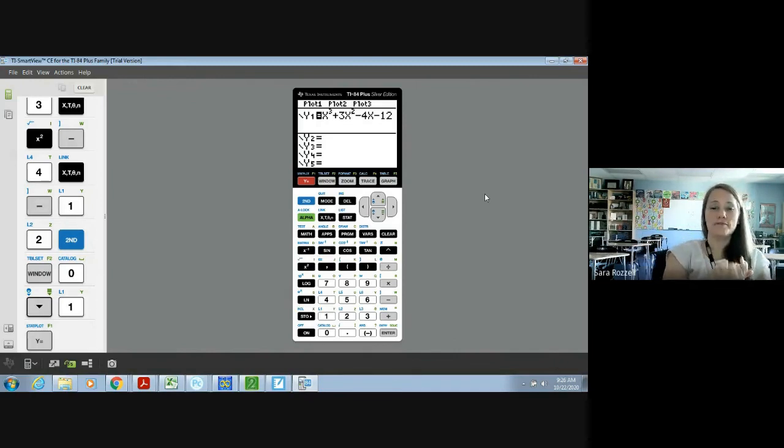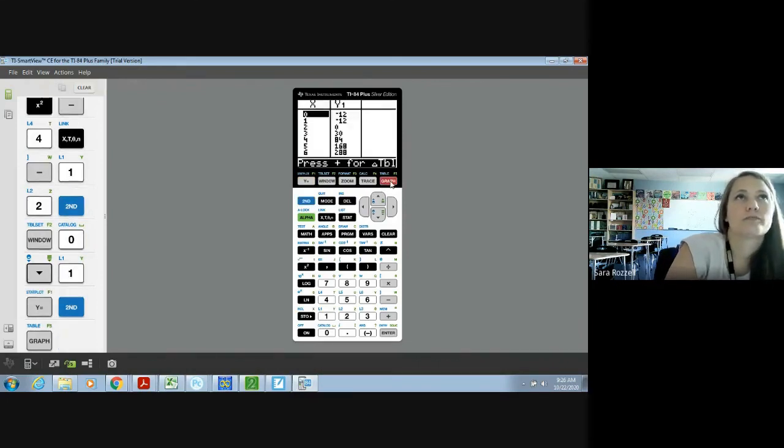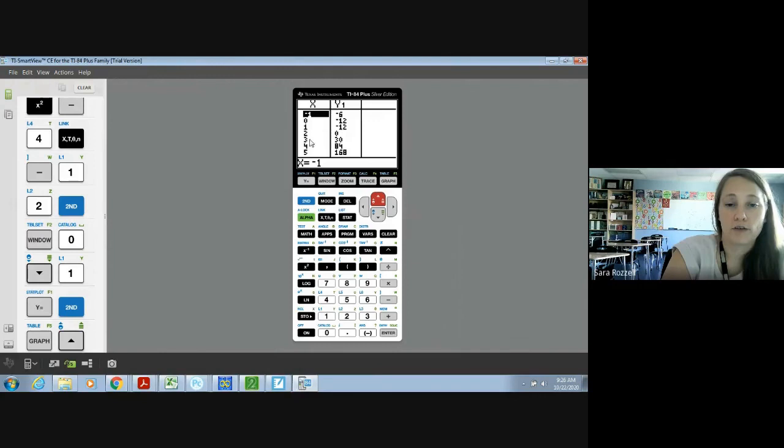So once you've typed that in, your table is right above the word graph. So hit second table, and you're going to look for the times when y equals 0. You can scroll up and scroll down. I found one at 2, -2, and -3.